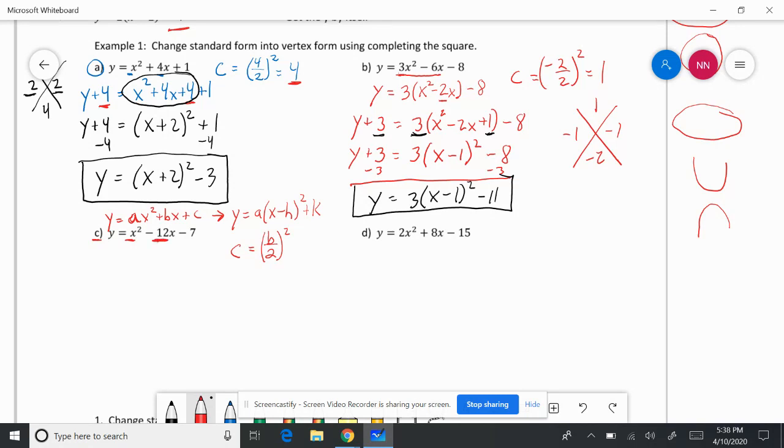In this case, it's negative 12. So we go negative 12 over 2 squared. Negative 12 divided by 2 is negative 6. Squared is 36. That means we're going to add a 36 on both sides.